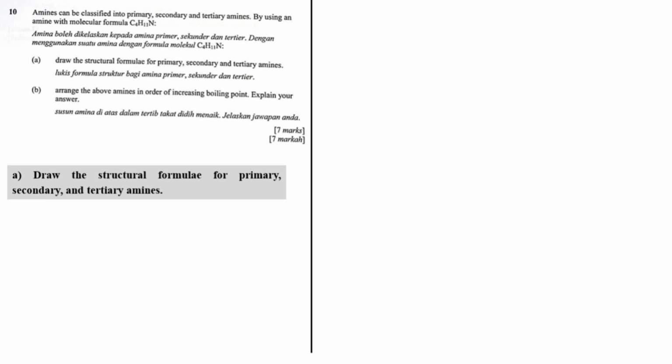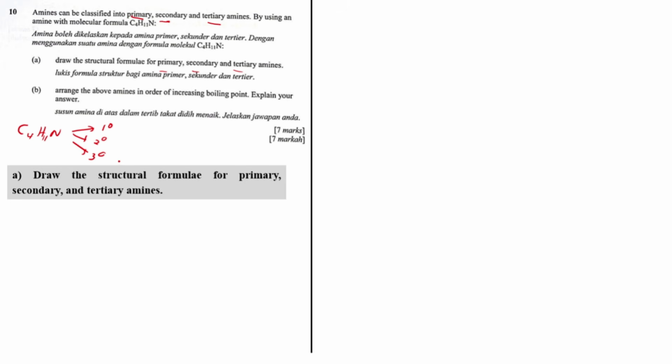Now we're going to move on to question number 10. For question number 10, amines can be classified into primary, secondary, and tertiary amines. By using an amine with the molecular formula of C4H11N, we need to draw the structural formula for primary, secondary, and tertiary amine. So the molecular formula here is C4H11N, and you need to give an example of primary, secondary, as well as tertiary.